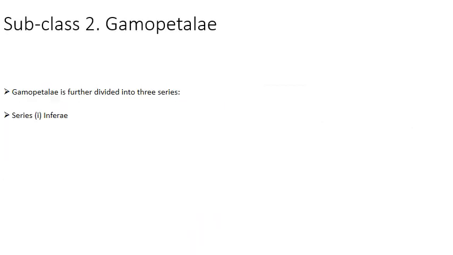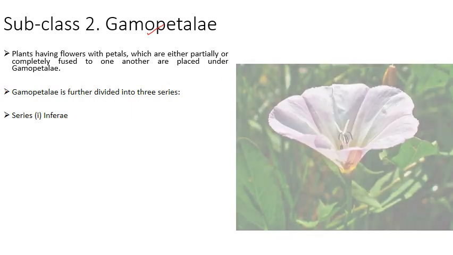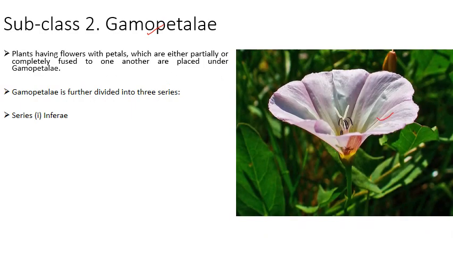Next is subclass 2, that is called Gamopetalae. As the name indicates, where the petals are fused. This is called Gamopetalae. Plants having flowers with petals which are either partially or completely fused to one another are placed under Gamopetalae. Sepals and petals are distinct.